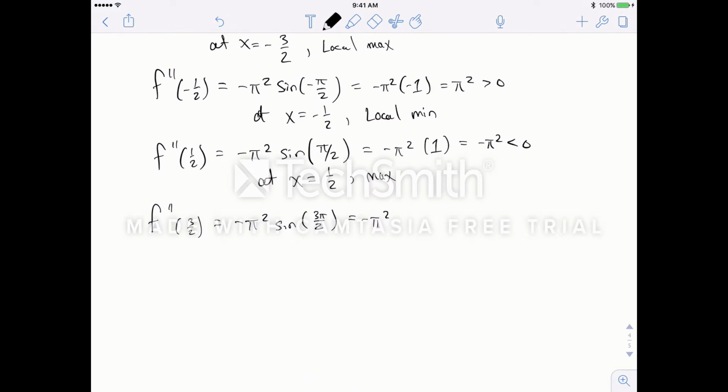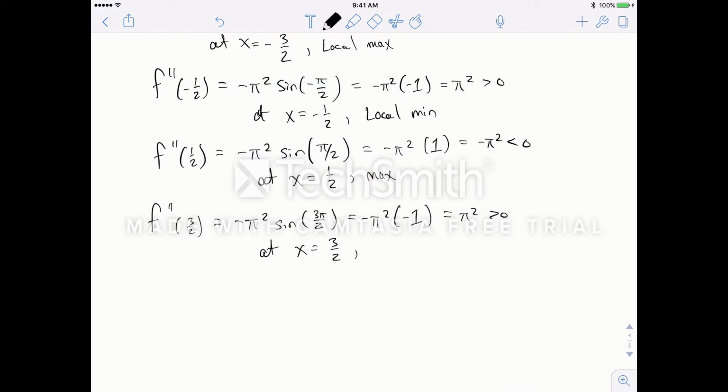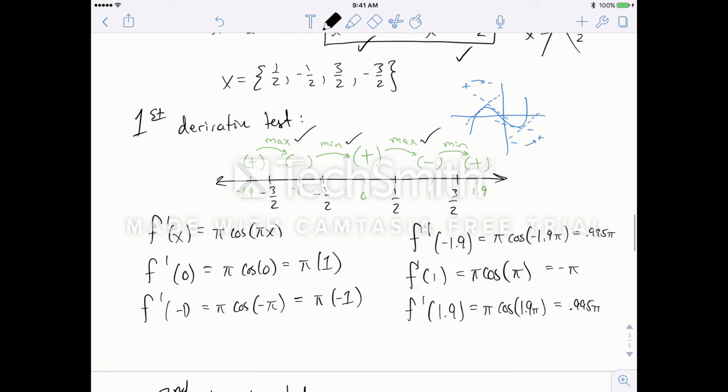And sine of 3 pi over 2 is in fact negative 1, which means we have pi squared, which is greater than 0. So at x equals 3/2, our second derivative is positive, which means we have a local minimum. And once again, these derivative tests are consistent with one another.